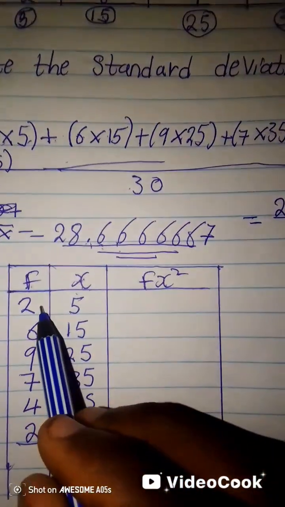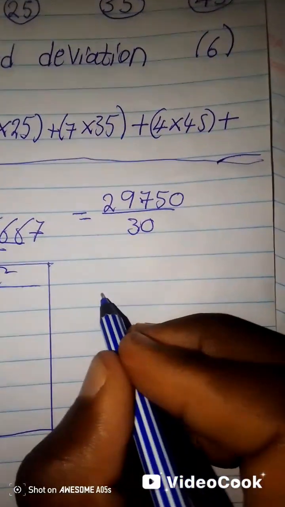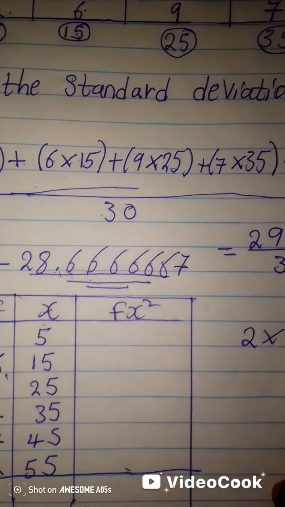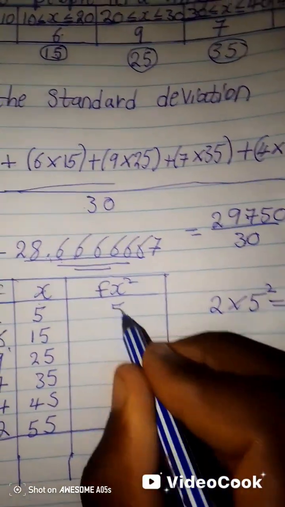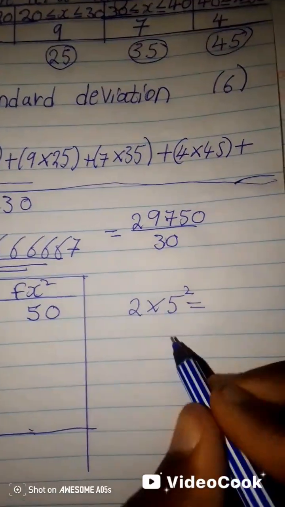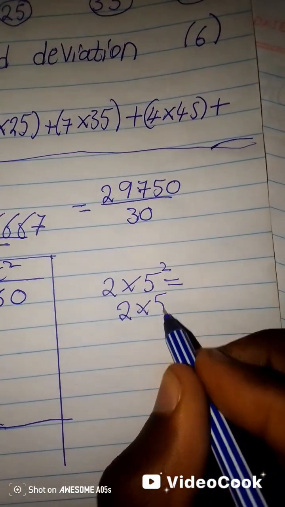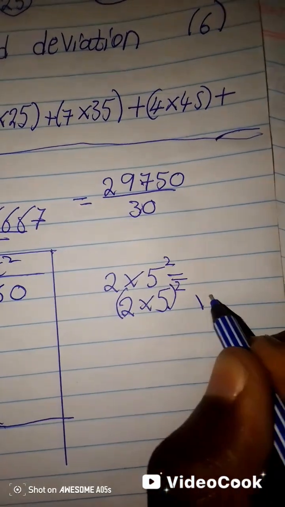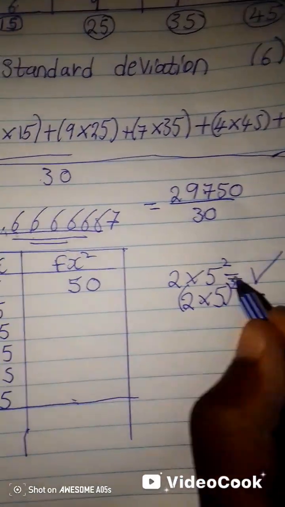After this, you multiply. You place on your calculator 2 multiplied by 5 squared. So you are getting 50. So here you put 50. Don't place 2 multiplied by 5 and then square; you put brackets, then you square. This is long, so place this on your calculator.